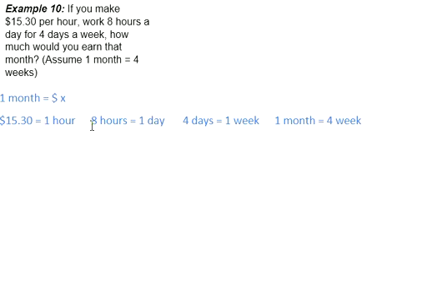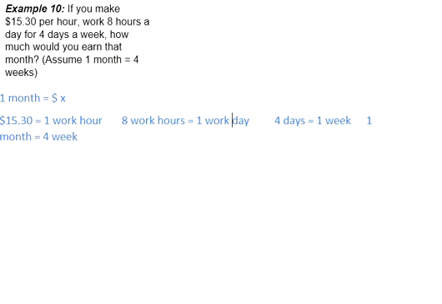So we need to adjust some of these so it works a little better, so we know exactly what we're talking about. So this $15.30 per hour, it's not for every hour of every day. This is only the hours I work. Now again, we are only working 8 hours in 1 day. I'm actually going to set this as 1 work day because we don't work every day of the week either. So we have 4 work days for every regular week. And lastly, we know that 1 regular month is going to equal 4 regular weeks.